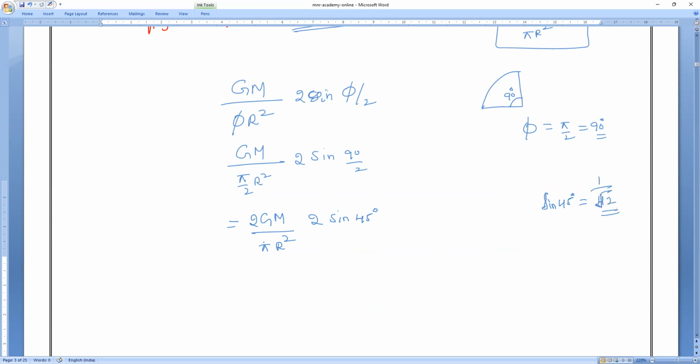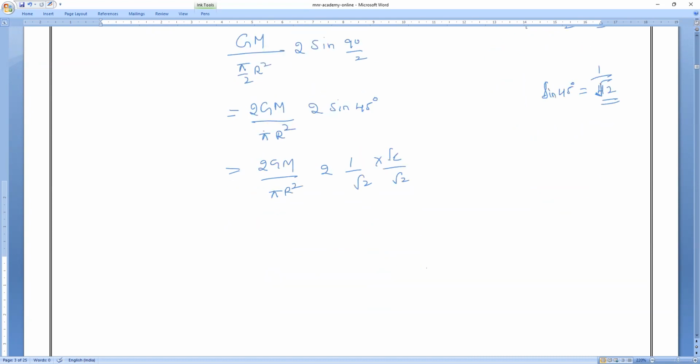That's all it is now. So 2GM divided by pi r square into 2 into 1 by root 2. So I'll multiply both numerator and denominator with root 2. So what will happen, everybody? It will turn up into what? Root 2 just. Am I right or wrong?